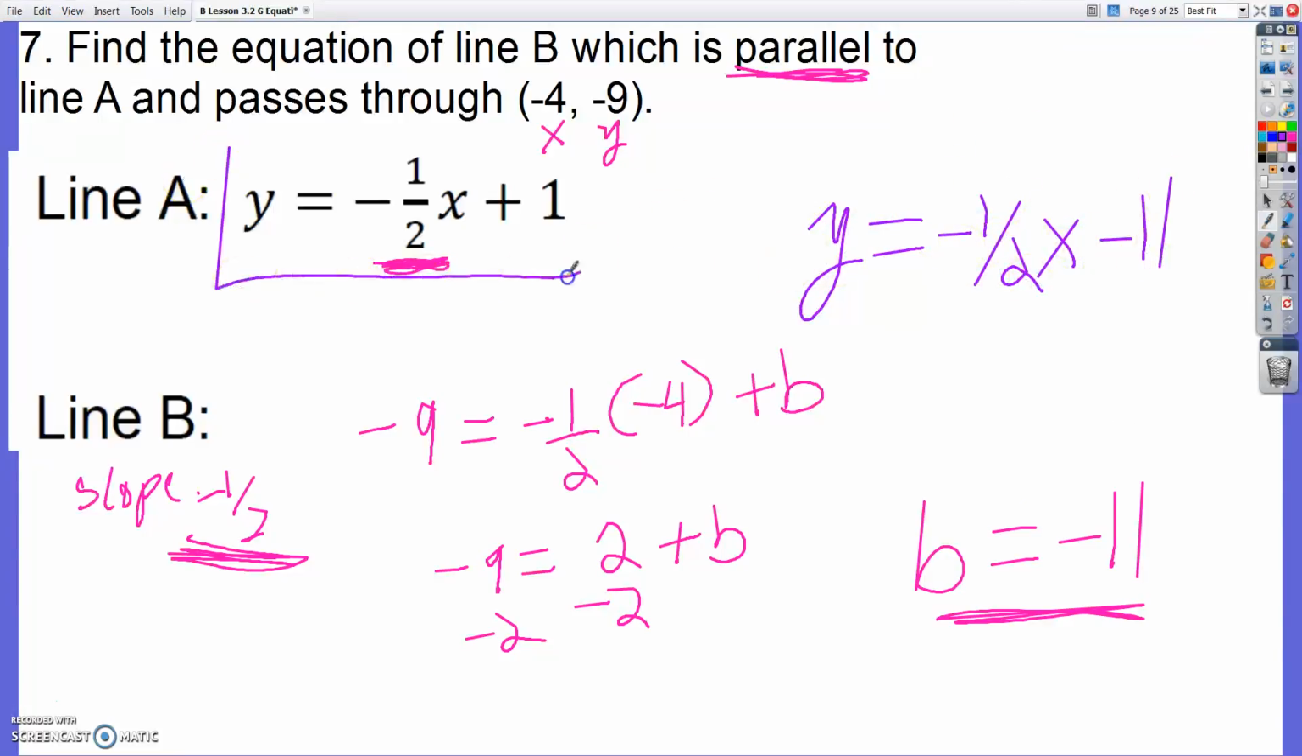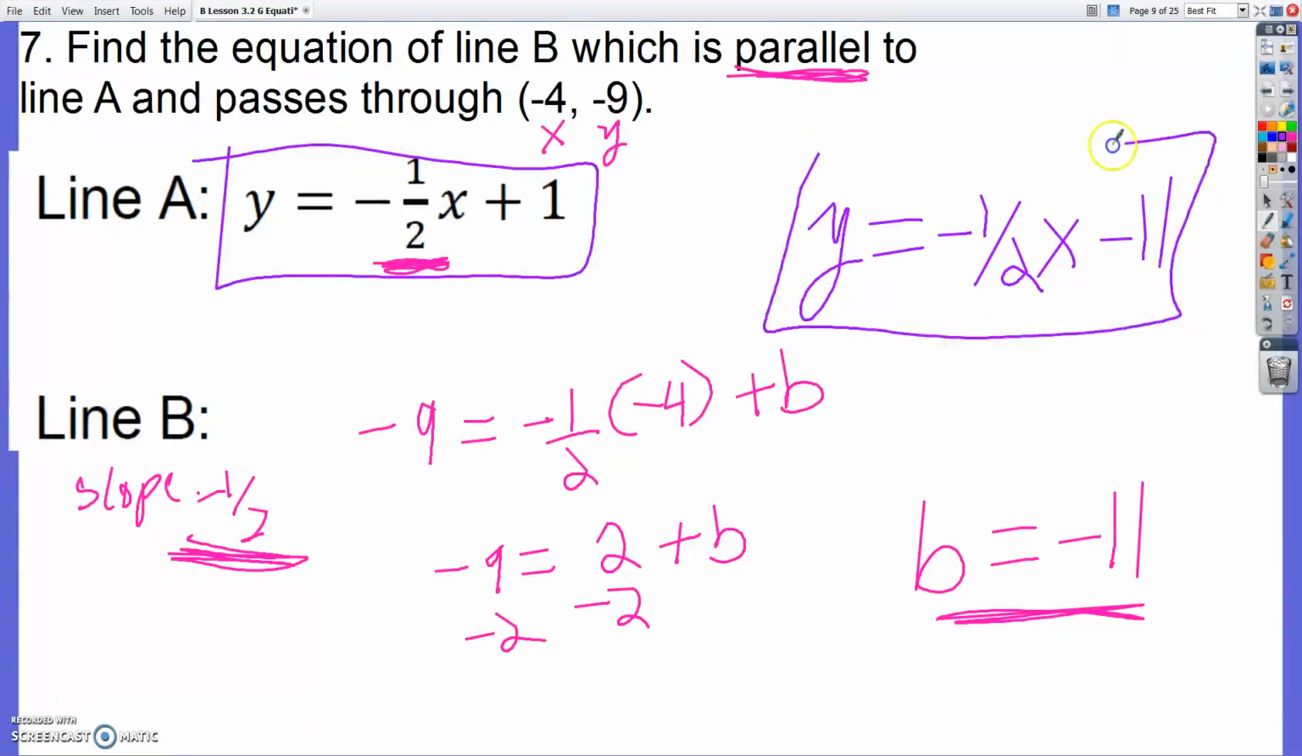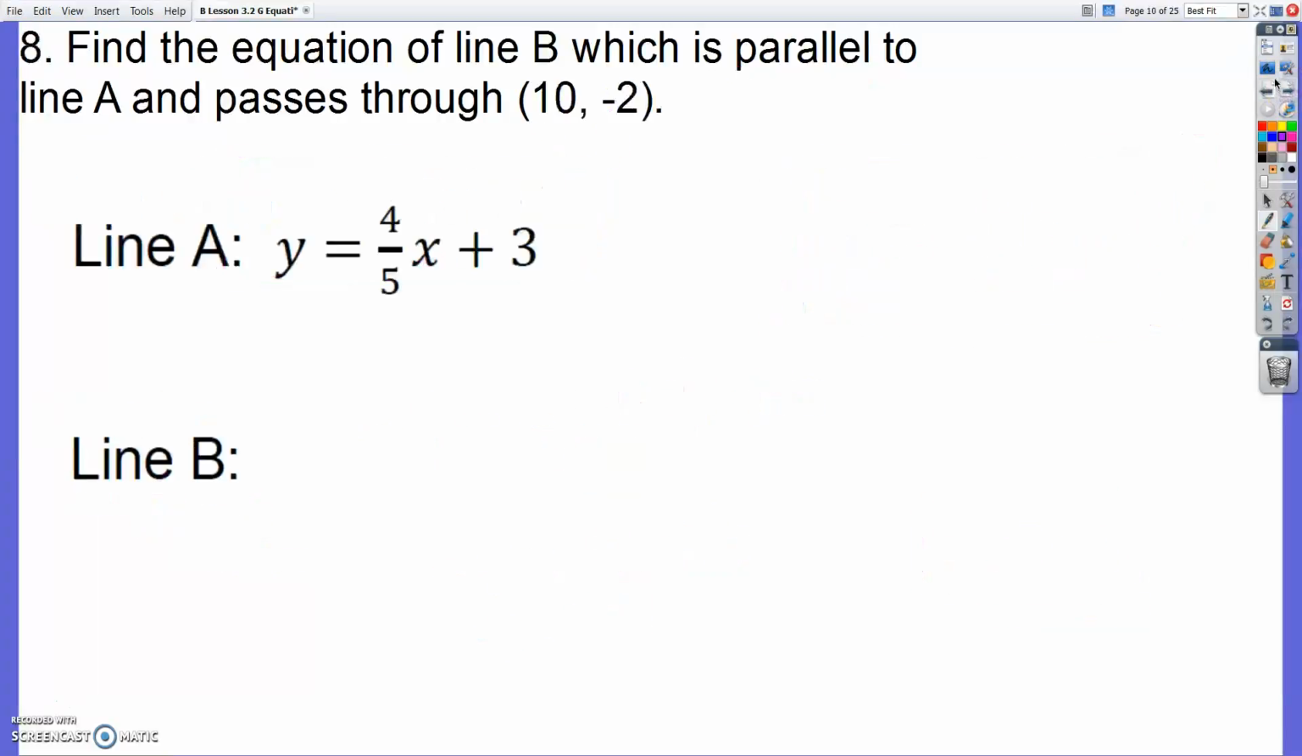So these are my two lines that are parallel. I want you to notice they have the same exact slope, but they have a different b value. All right, same one. I want to let you try this one on your own, so please pause it and then answer it when you're done.